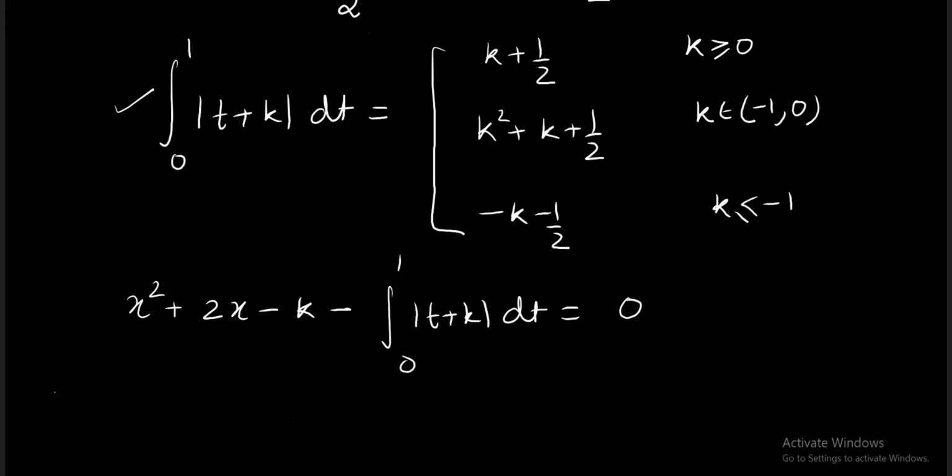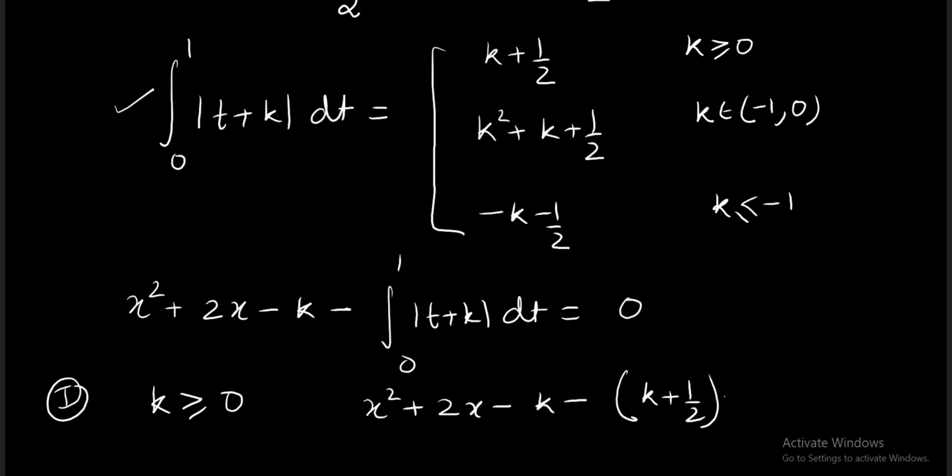So let us start with the first case when you take k greater than equal to 0. The discriminant in this case means your quadratic will look like x square plus 2x minus k minus, what should I write here? k plus 1 by 2 equals to 0. k and k got added and we are getting 2k over here.